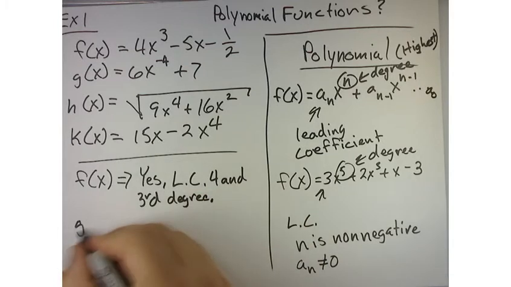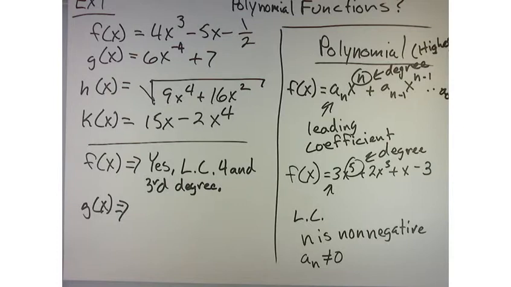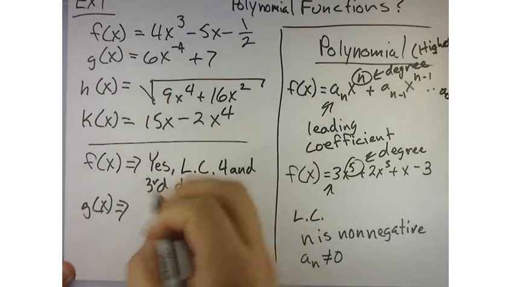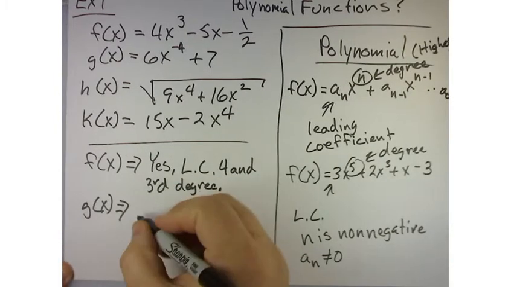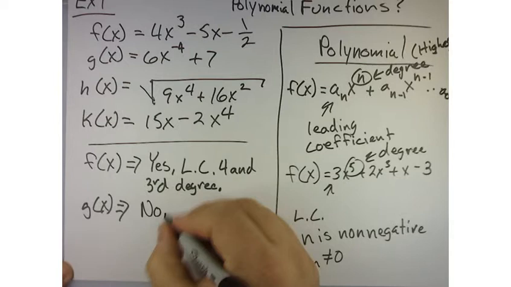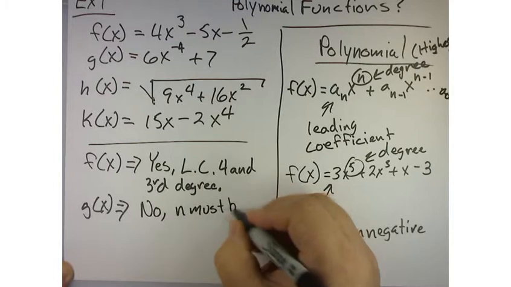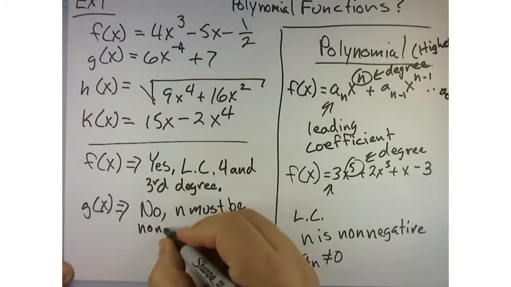What about g of x? Is g of x a polynomial? How many of you guys think that? Okay, you're shaking your head no. Why? Because the degree is negative. Because we have a negative. And we said the n is non-negative. So no negative powers.